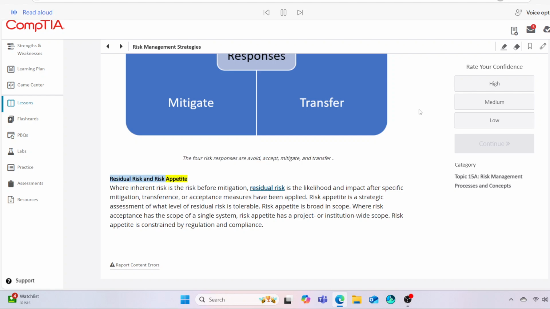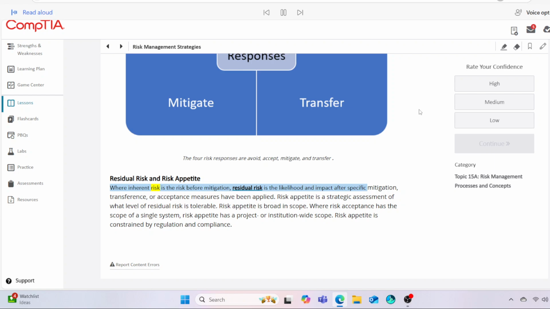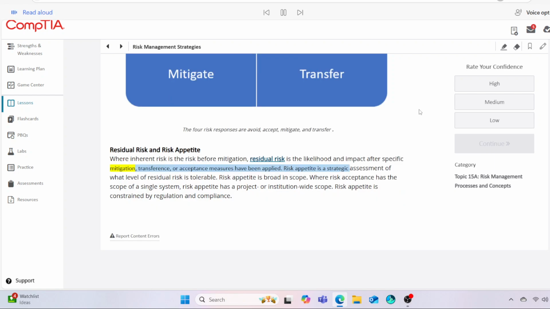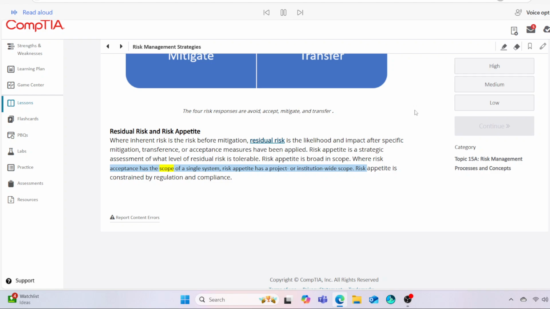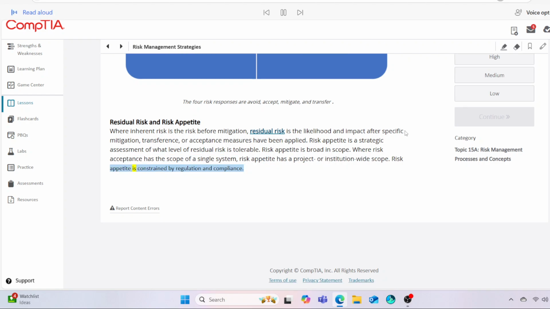Residual risk and risk appetite. Where inherent risk is the risk before mitigation, residual risk is the likelihood and impact after specific mitigation, transference, or acceptance measures have been applied. Risk appetite is a strategic assessment of what level of residual risk is tolerable. Risk appetite is broad in scope. Where risk acceptance has the scope of a single system, risk appetite has a project or institution-wide scope. Risk appetite is constrained by regulation and compliance.